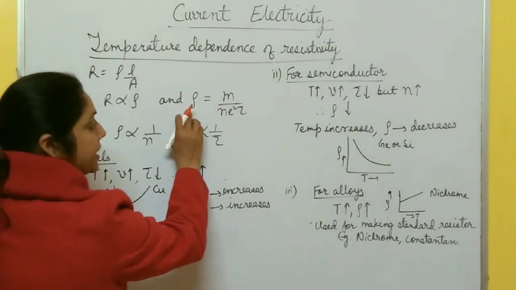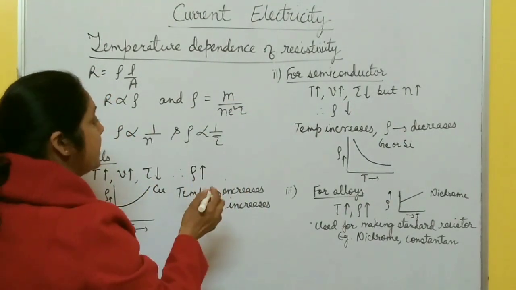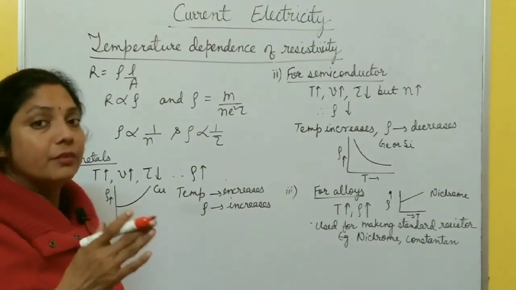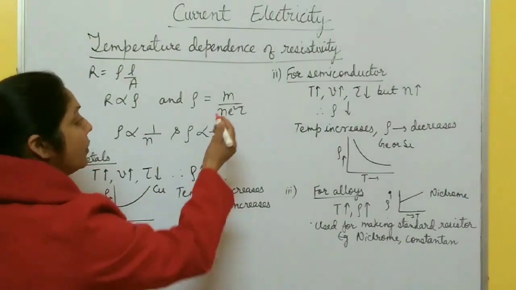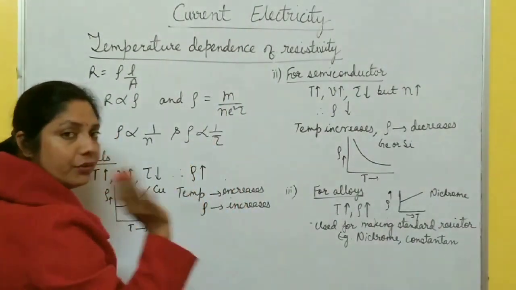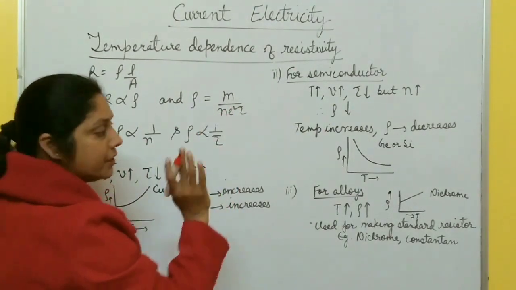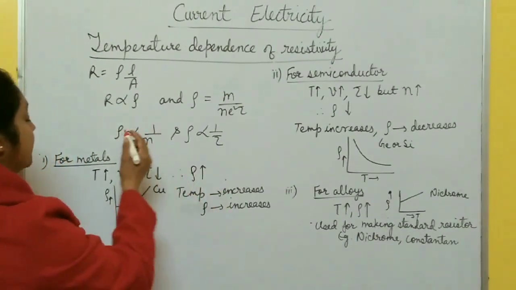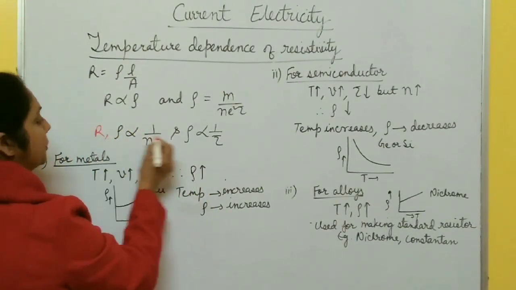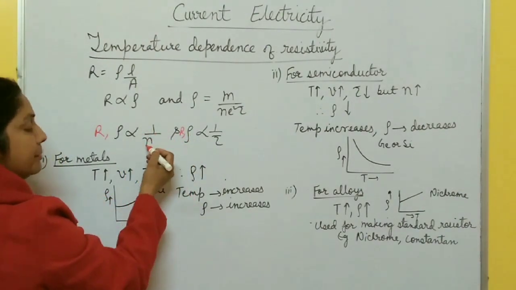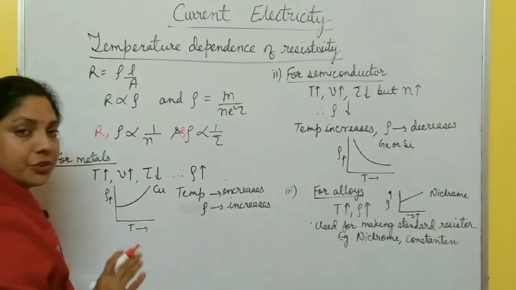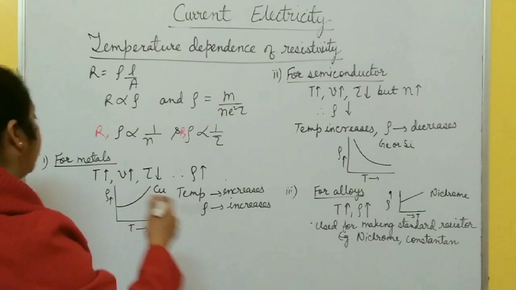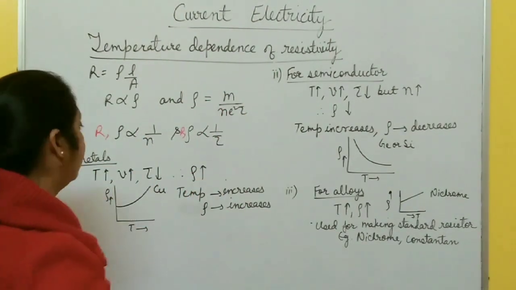And what is the formula for this resistivity? m by n e square tau. It means at a fixed temperature, all these quantities are constant, but when the temperature changes, these quantities also change. Mass of electron is fixed, charge of electron is fixed, but number density and relaxation time change as the temperature changes. So both resistivity and resistance are inversely proportional to number density and inversely proportional to relaxation time. Now how does this resistivity vary with temperature in the case of metals, semiconductors and alloys? Let us discuss one by one.